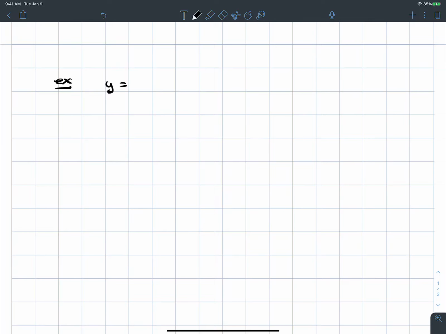You've got y equals the square root of 1 plus 4x, where x is between 1 and 5. And we're going to revolve this about the x-axis. So we revolve about the x-axis. Okay?